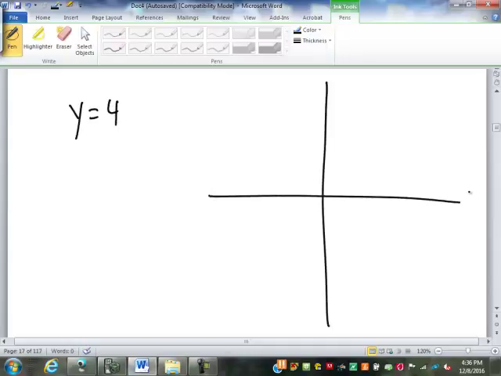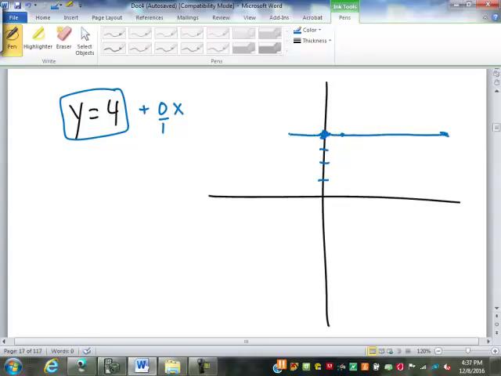If I wanted to graph y equals 4, what would that look like? Okay, up 4. Where am I going to go from there? Nowhere. Think of it as this, plus 0x. So I make that a fraction by 0 over 1. It means I go up how far? 0 and over 1. That's a flat line at y equals 4.